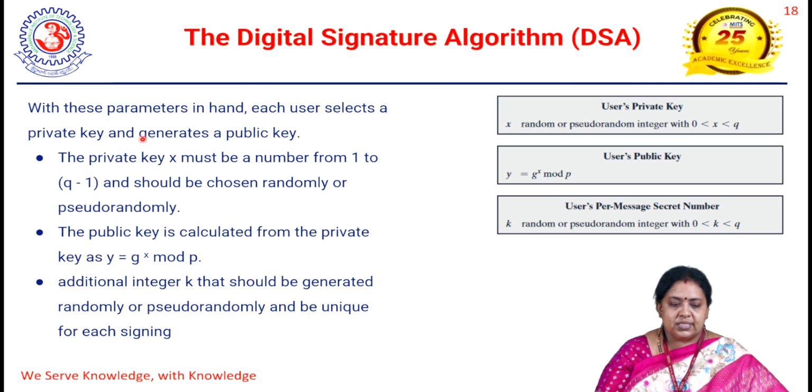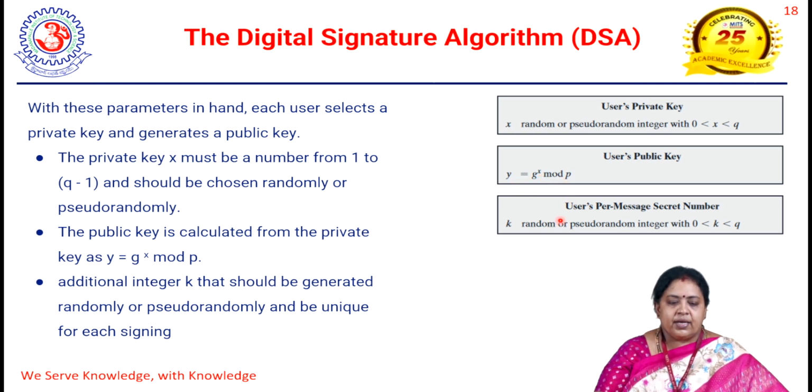By using this, the sender is going to calculate its private key and its public key. X is a random number chosen as the private key. This X should be between 0 and Q. And by using this X, the sender is going to calculate the public key. So Y is the public key: Y equals G power X mod P.